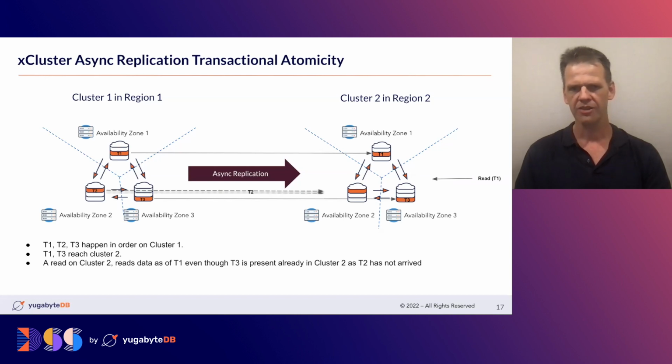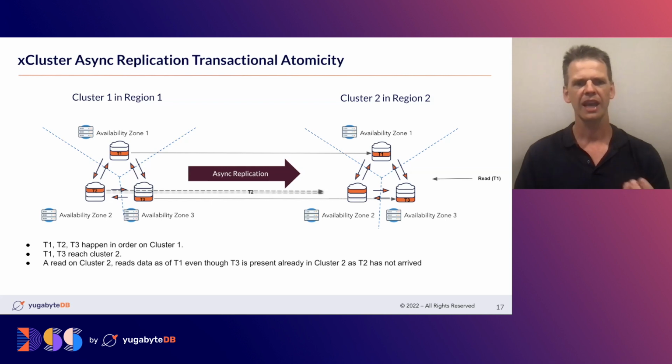In the next major release we're doing, 2.17, we have solved both those problems. So it guarantees transactional atomicity and solves global ordering. And effectively, the way we do it is we're still replicating the data shard by shard. They're independent of each other.